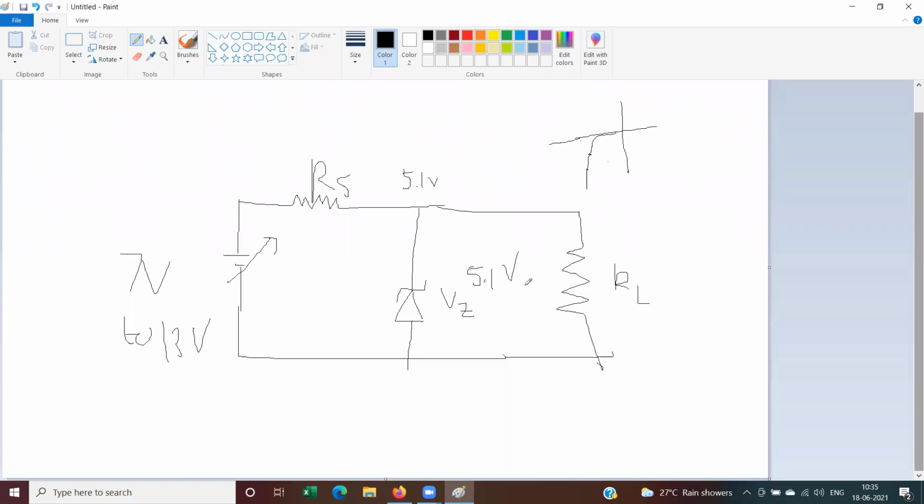But if this voltage increases, to maintain this voltage fixed at 5.1 volt, the remaining voltage must drop across RS. Exactly. Now, if the voltage drop across RS increases, by Ohm's law, the current through RS will also increase.